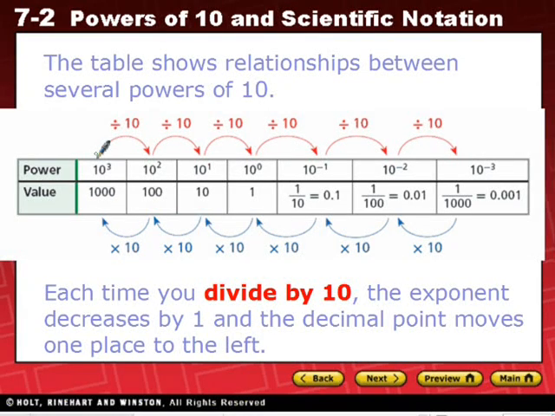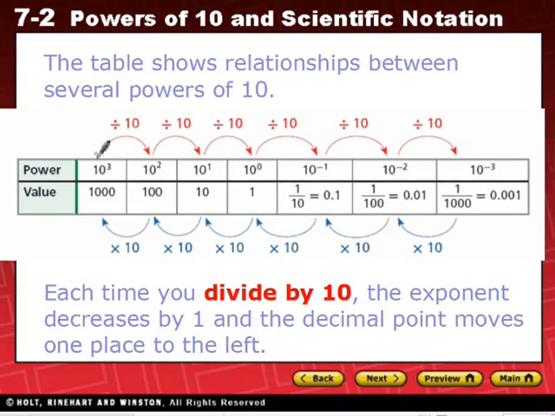Okay, 7-2, powers of 10 and scientific notation, more review from 7th grade, and you should have Know It Note page 95, and it does turn over to page 96 there for this lesson. So here we've got some powers of 10. You've probably seen this chart in math. You've seen it in science when you've talked about scientific notation there.